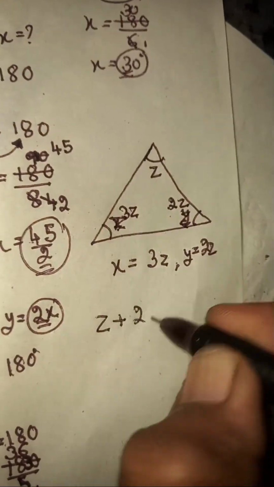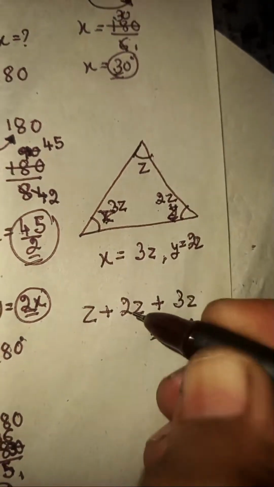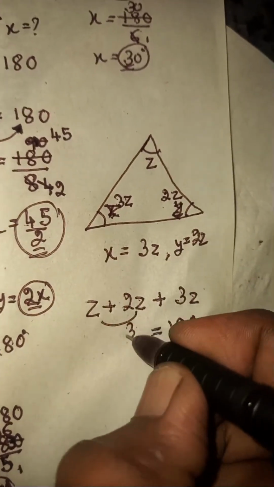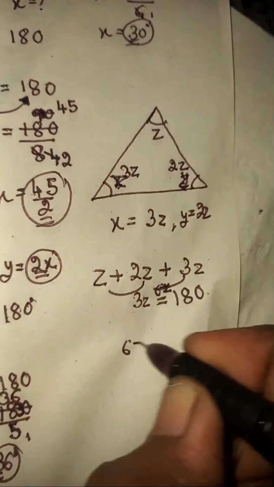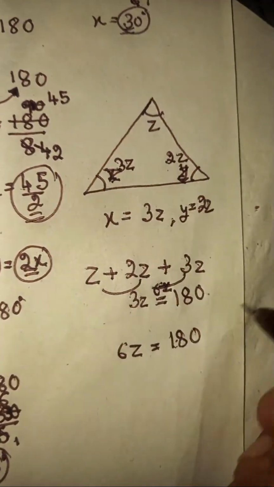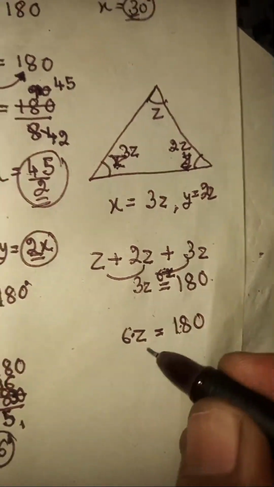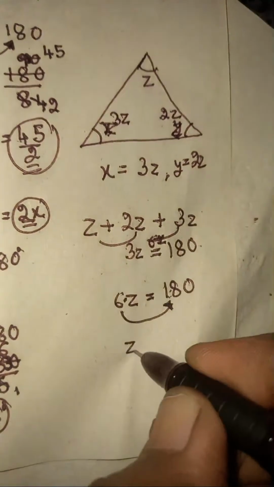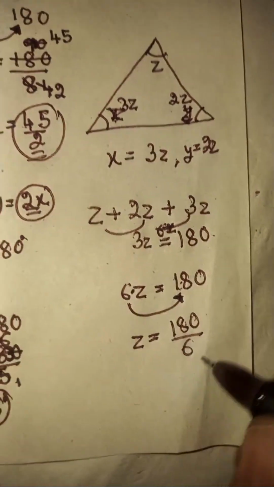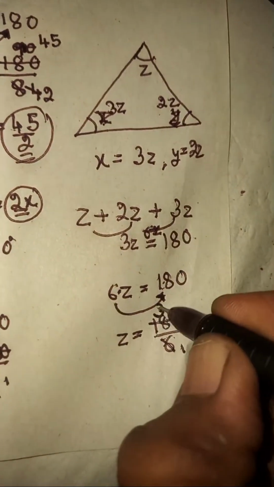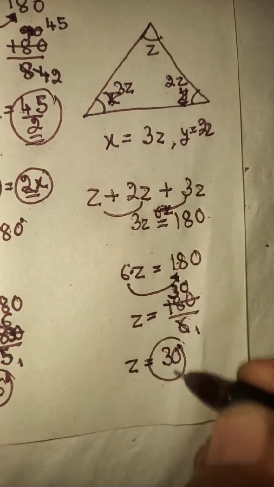z plus 2z plus 3z is equal to 180 degrees. Now you can add them. z plus 2z is 3z, 3z plus 3z is 6z. So you're going to get 6z equals 180 degrees. 6z can be written as 6 times z. When 6 comes here, it comes in the denominator. That is z equals 180 by 6. Now we can divide it. 6 1 times, 6 3 times is 18 and 0 with it. So z equals 30 degrees.